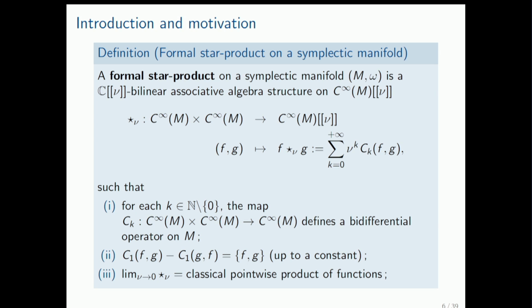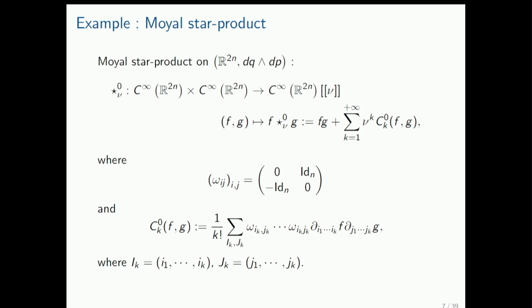So for instance, at the first order, this is the second condition, you want to keep something related to the Poisson bracket. So we say that we deform in the direction of the Poisson bracket. And then at higher order, we want bidifferential operators. So you see, at order 0, you have the pointwise product, and then you add some terms to deform this pointwise product. Do we have an example of such a construction?